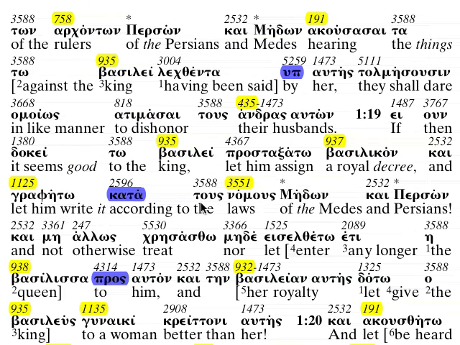Midon, so it gives you more information: and not otherwise treat, nor let the queen, the Vasilisa, enter any longer. So don't let her come any longer in. To him, pros is the preposition. Don't let her come to him. And let the king give her royalty to a woman better than her.